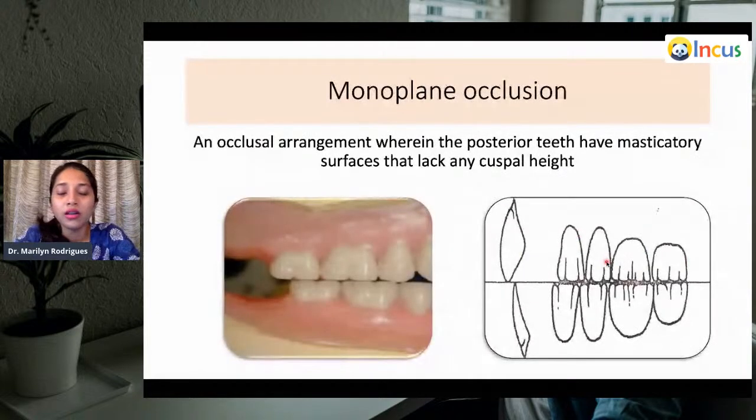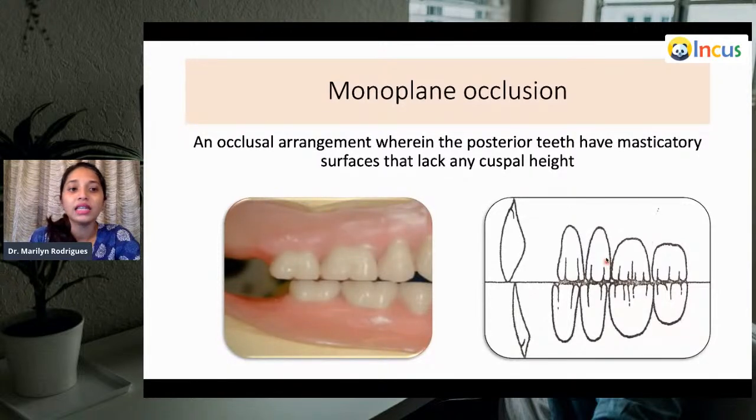Now we have finished with bilateral balanced occlusion in complete denture. Moving on to monoplane occlusion, it is an occlusal arrangement wherein the posterior teeth have masticatory surfaces that lack any cuspal height. Meaning it's a flat occlusion. There is no cuspal height, there is 0 degrees of cuspal inclination, and it is flat. So that is called monoplane occlusion.